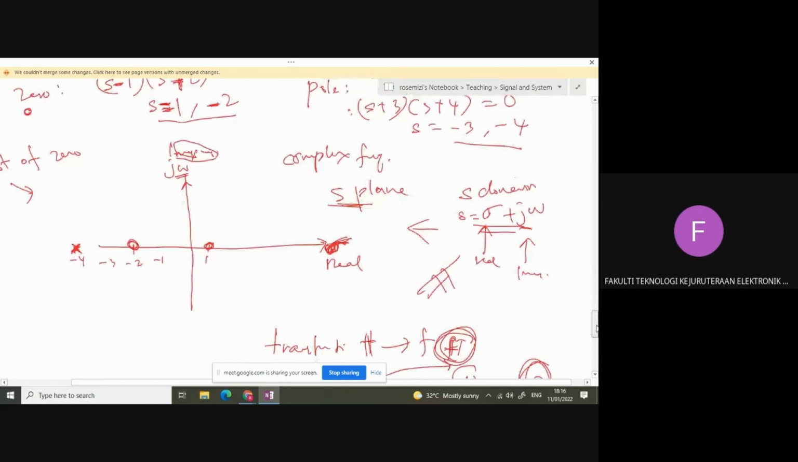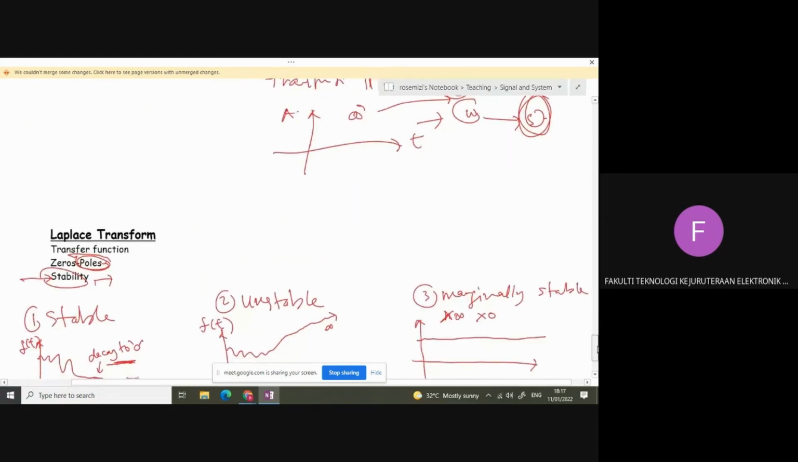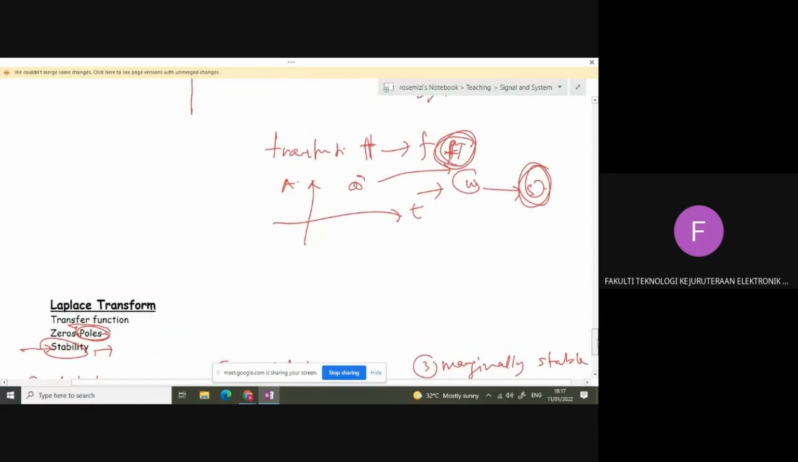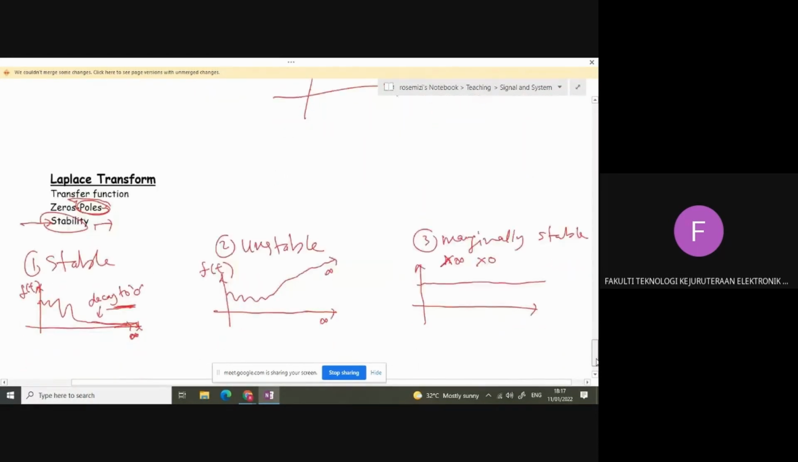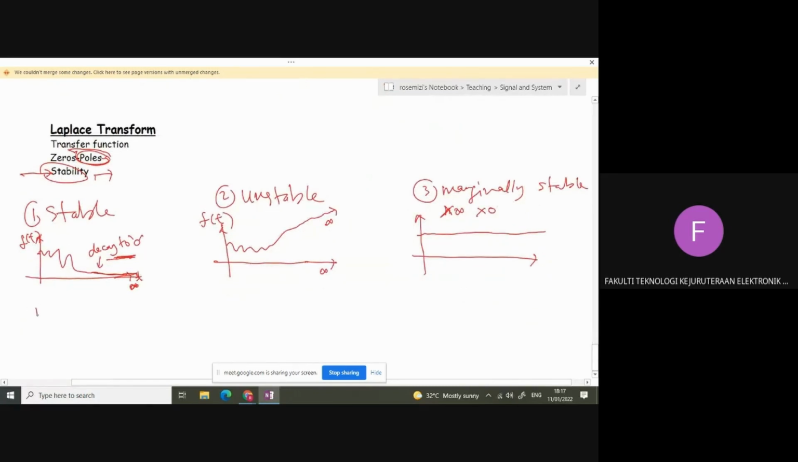When we plot our system in the S domain, the S plane, we will know our poles here. For example, in this example, our poles are at -3 and -4. So for a system with poles at -3 and -4, the system is stable. For a stable system, the poles must be negative, less than 0. So our system will be stable.